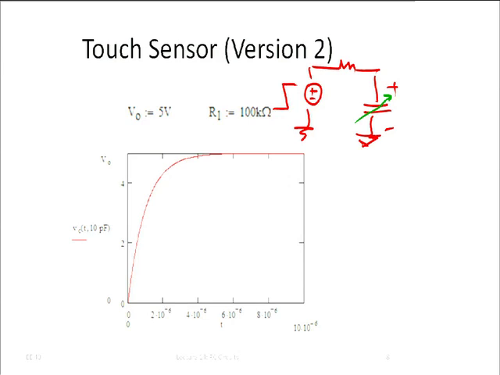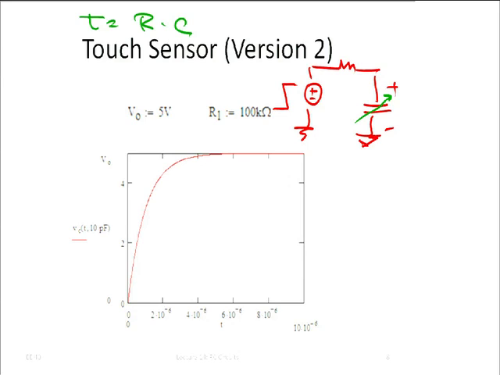Tau is equal to R times C. Well, if we increase the capacitor, that tau, that time constant, is going to get longer. And if you look at the equation, the longer time constant means that the whole process still happens exactly the same. We still have that exponential, but now it takes more time.